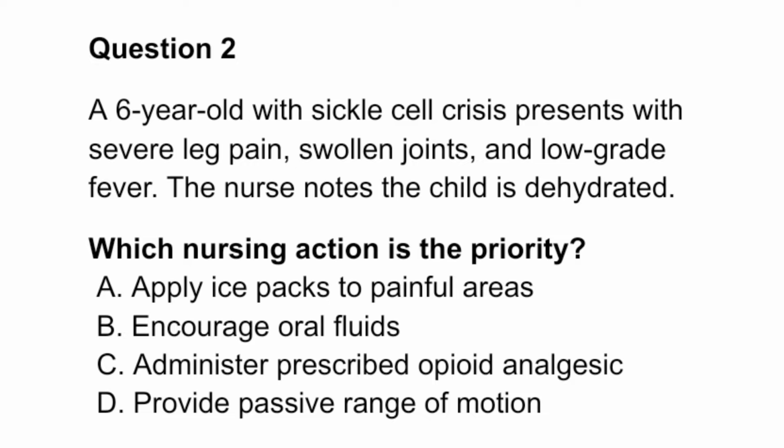Question 2. A 6-year-old with sickle cell crisis presents with severe leg pain, swollen joints, and low-grade fever. The nurse notes the child is dehydrated. Which nursing action is the priority? A. Apply ice packs to painful areas. B. Encourage oral fluids. C. Administer prescribed opioid analgesic. D. Provide passive range of motion.